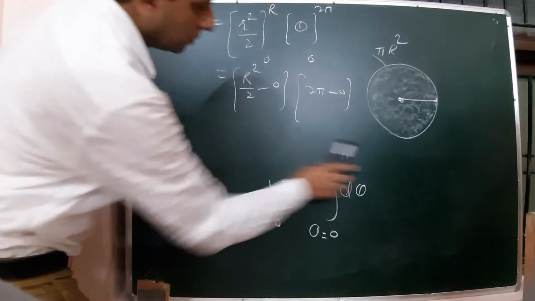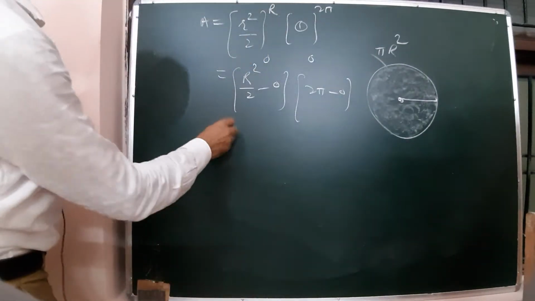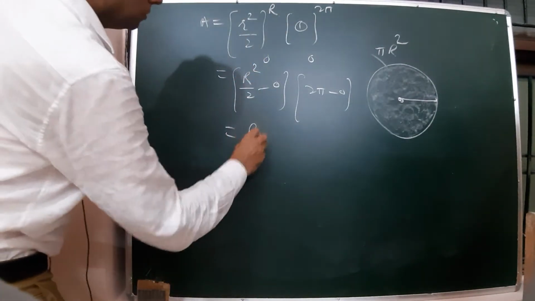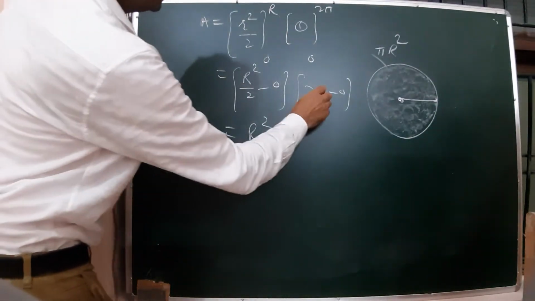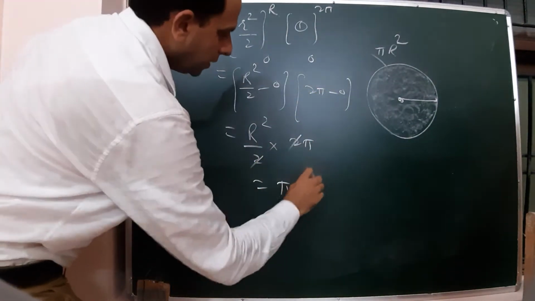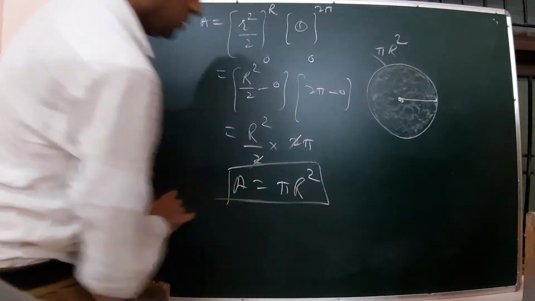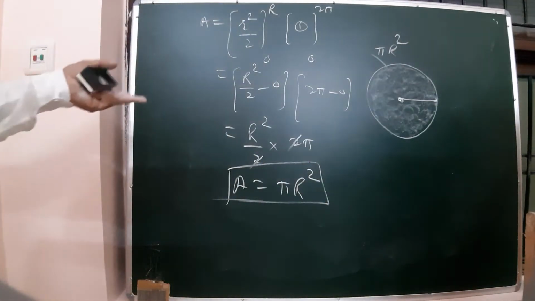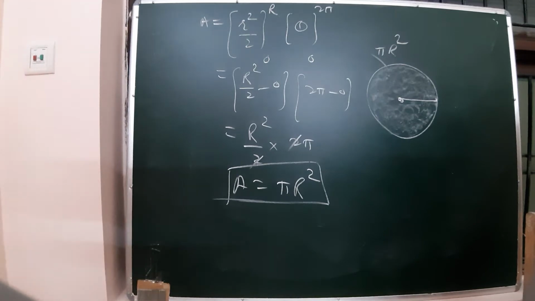Is it clear? Yes. This is r square by 2 into 2 pi. So, 2 cancels and we will get pi r square. So, we will obtain the result A is equal to pi r square. This is the area of a circle.